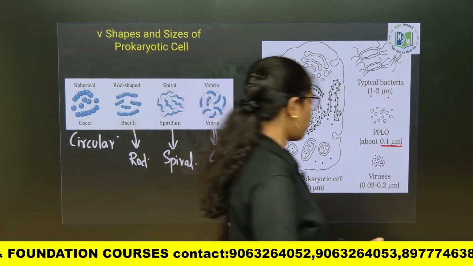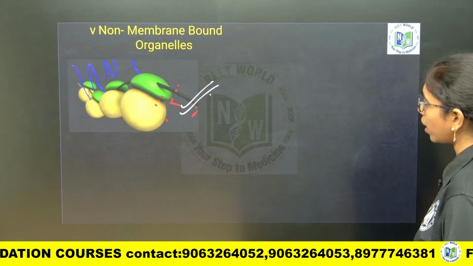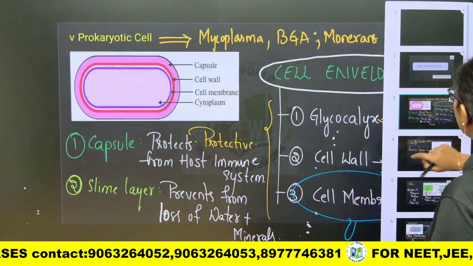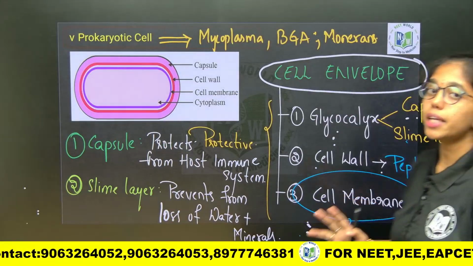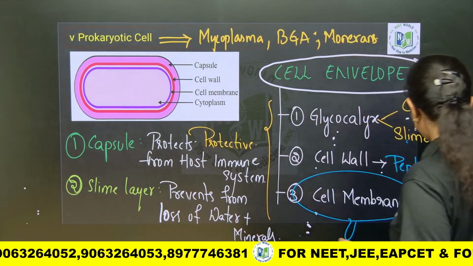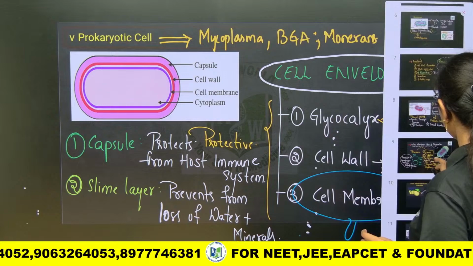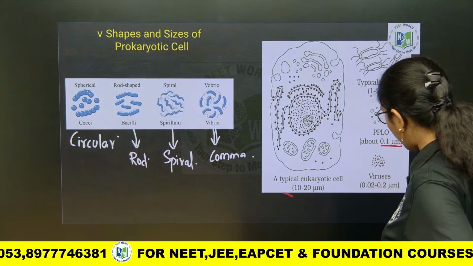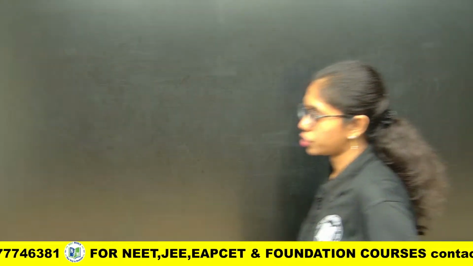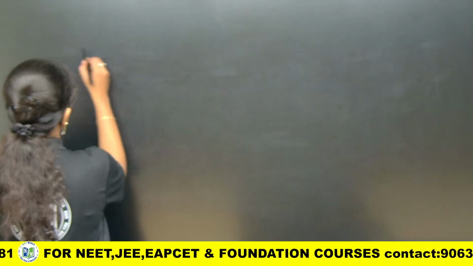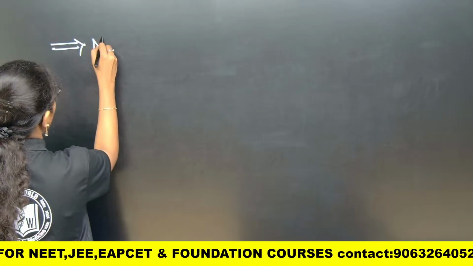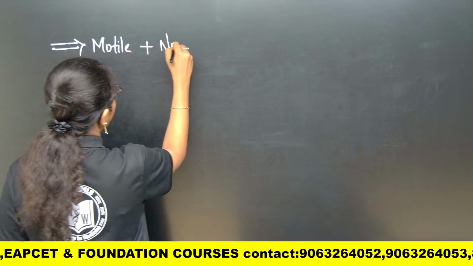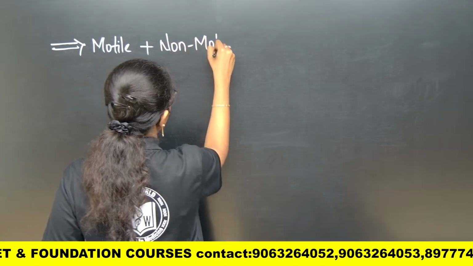Let's quickly look into whatever we have learnt today. We have looked into the complete prokaryotic cell, and now I would like to complete this segment by highlighting the motile and non-motile structures of the prokaryotic cell.